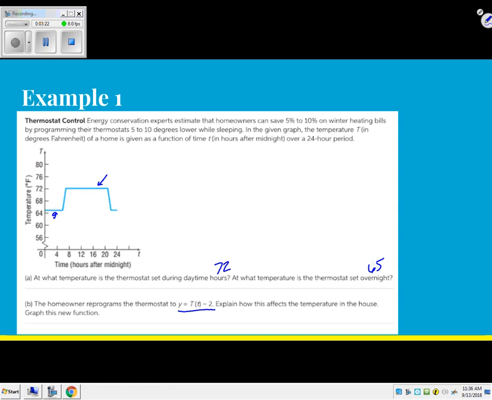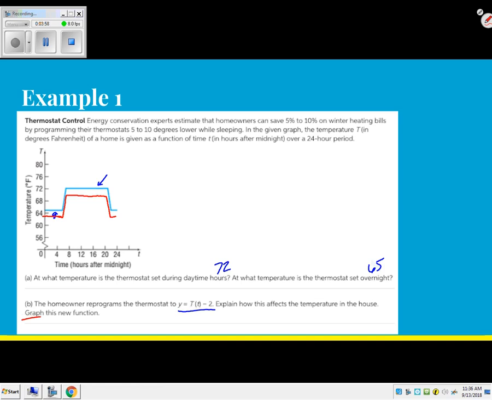It might be easier to go ahead and graph the function first. I see that minus 2 on the end of it, so I'm going to take the whole graph and move it down 2 units. Instead of being set at 65 overnight, it's going to be set at 63. And then it's going to come up. It's still about 2 degrees less than the line. Pretty much what I do is take that blue line and move it down 2 units to the red line.